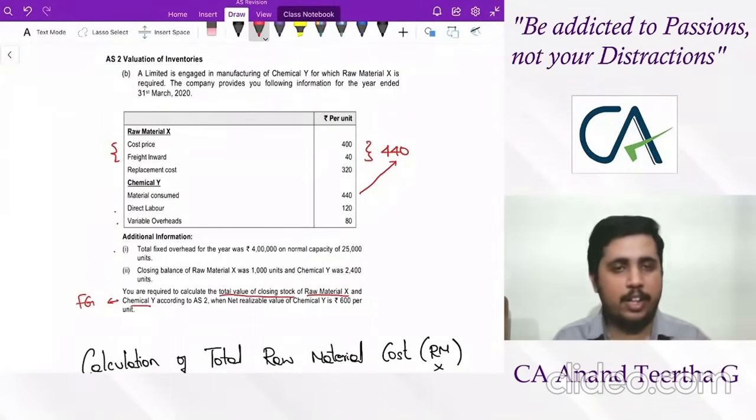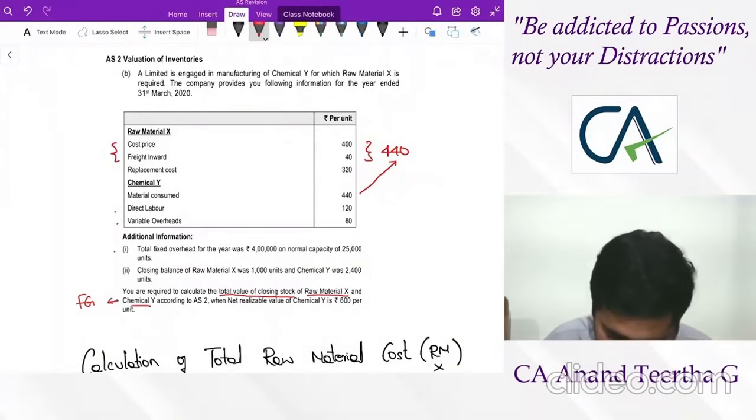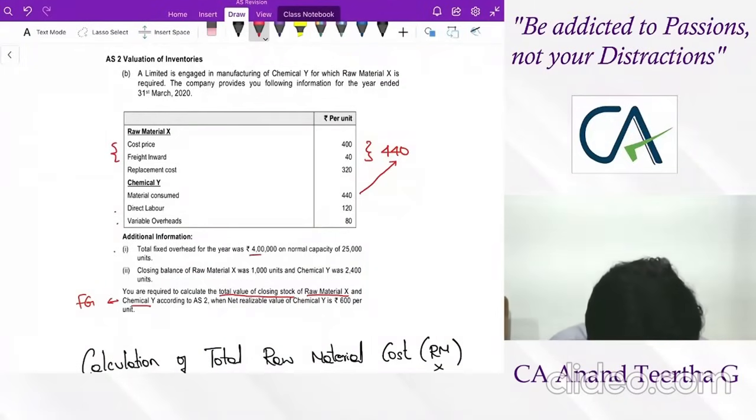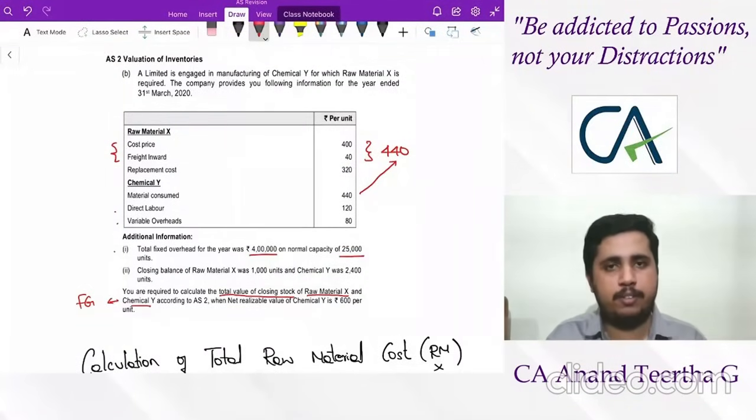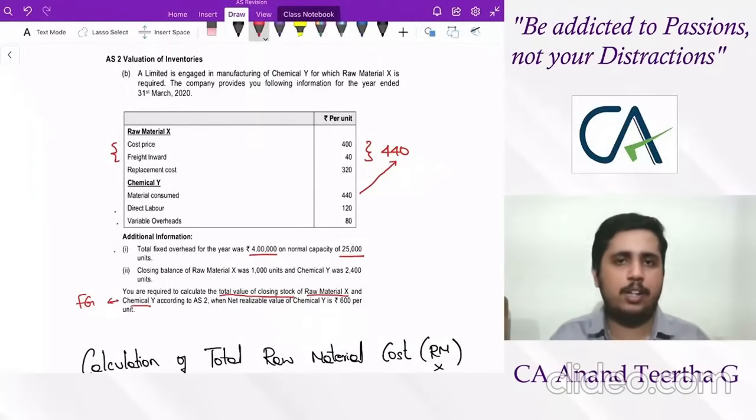Fixed overhead. They did not give you per unit. They gave you in total. So what should I consider? Value is 4 lakh. Only normal capacity is given of 25,000 units. Now, if that is the case, assumption is normal capacity is equal to actual production. Denominator could be any of the two.